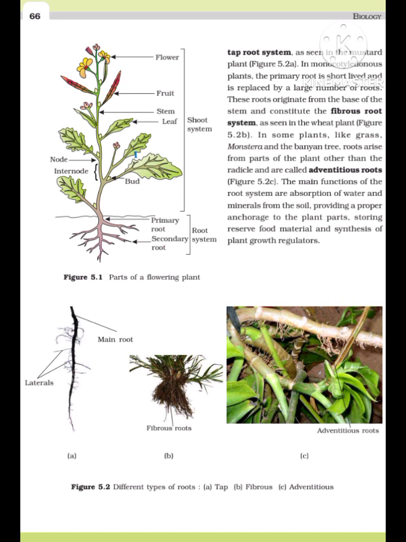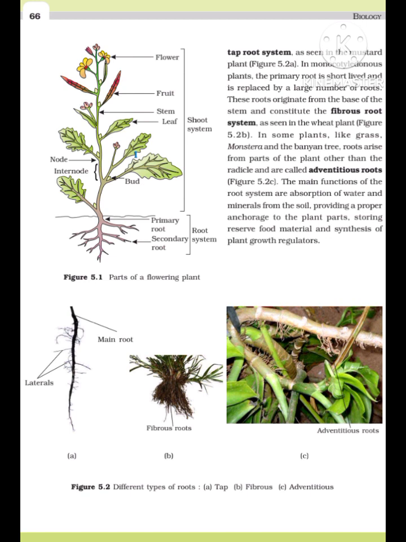In monocotyledonous plants, the primary root is short-lived and is replaced by a large number of roots. These roots originate from the base of the stem and constitute the fibrous root system, as seen in the wheat plant, figure 5.2b.